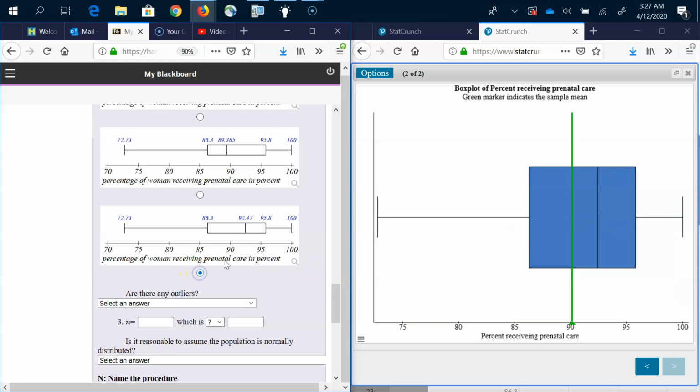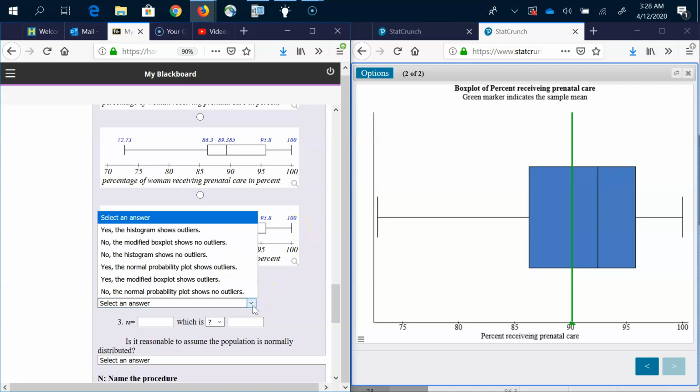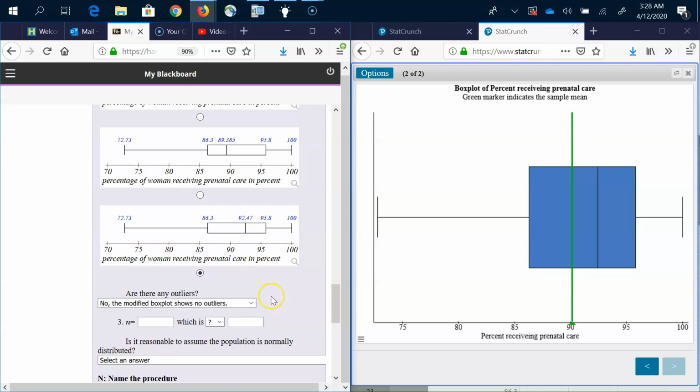Okay. The key thing is there's no outliers. Otherwise, there would be isolated dots outside of these whiskers. So there's no outliers. Are there any outliers? No. The modified box plot shows no outliers.